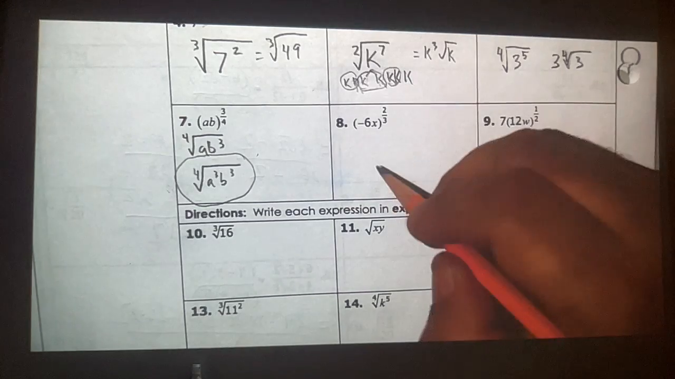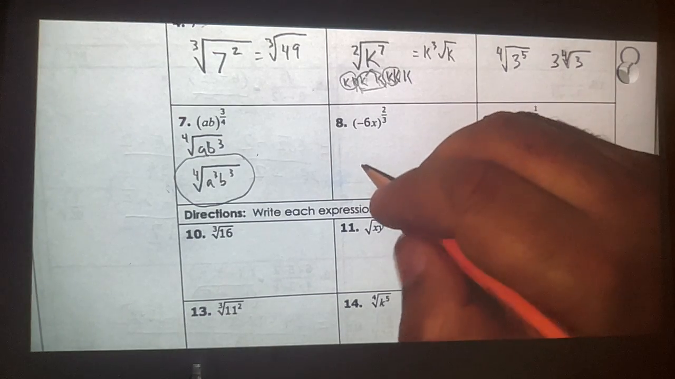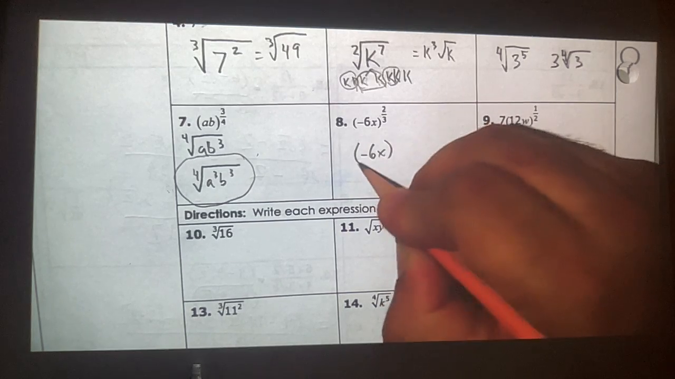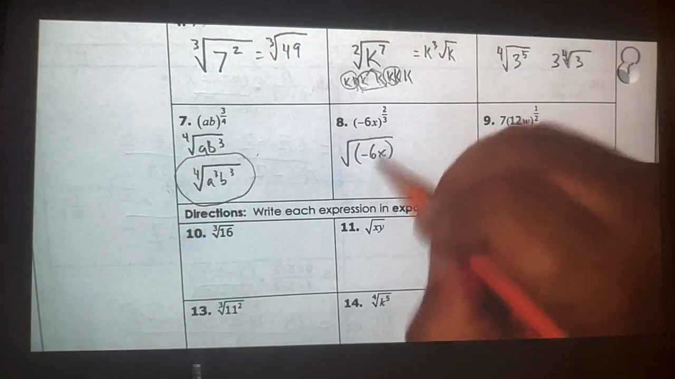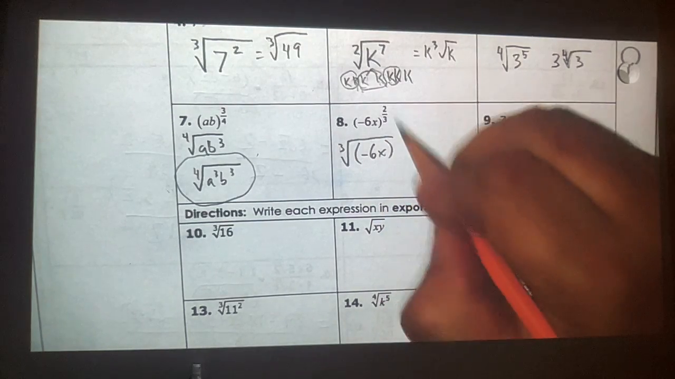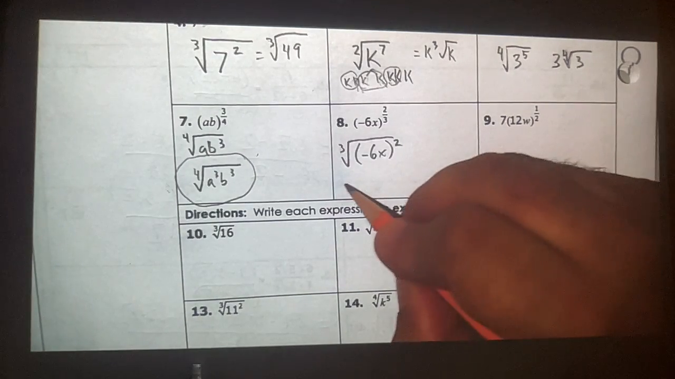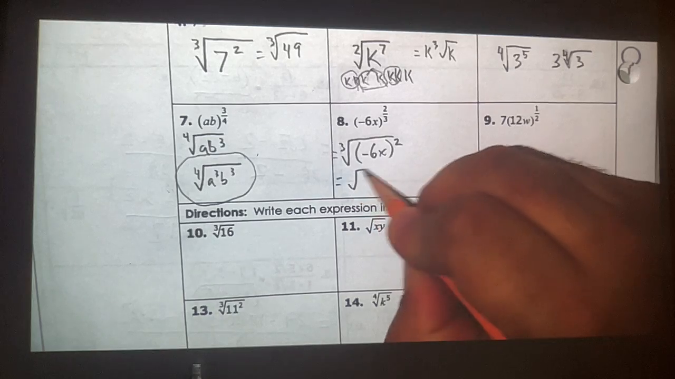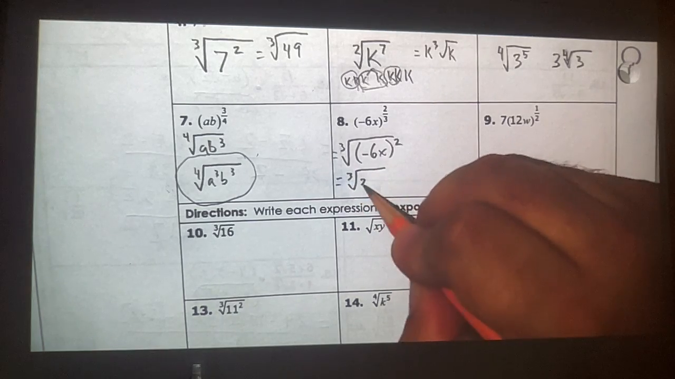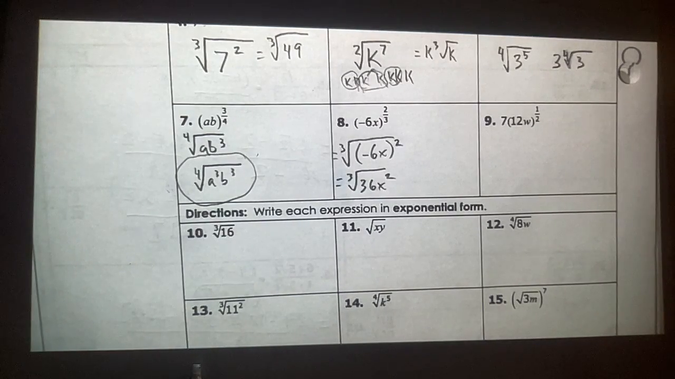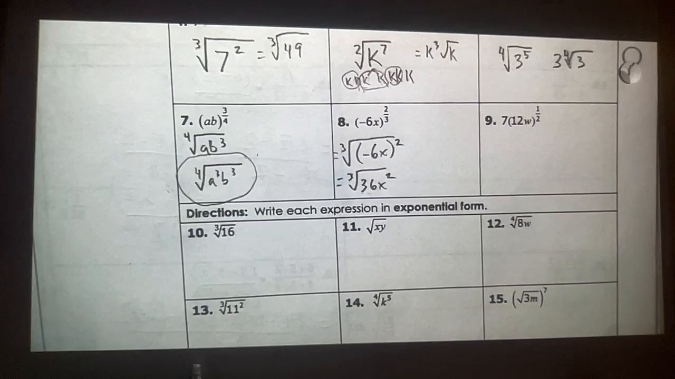All right, number 8. I have a -6x right there under my radical. I know the index is 3, and I'm squaring this thing. Once I square this underneath, I'm left with radical index 3, 36x squared. And you cannot find a perfect cube for 36. We see 6 and 6, 2 and 3, 2 and 3. You're not going to be able to pull anything else out from there.